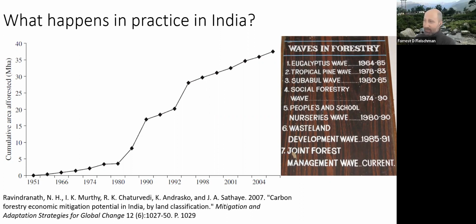And this photograph on the side is my photograph. I took it in a government forestry training center about a decade ago. And it shows that there were different waves of planting. So there's a period in which tropical pines or eucalyptus were popular. There was a period in which so-called social forestry was popular. And then this picture says, now we're in the age of joint forest management.